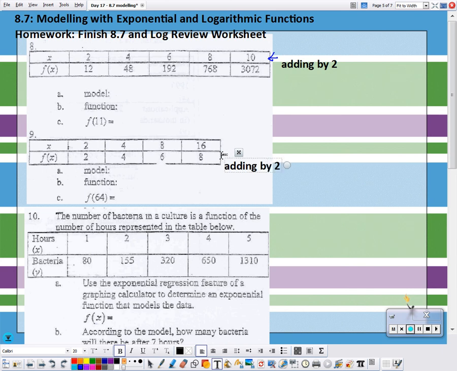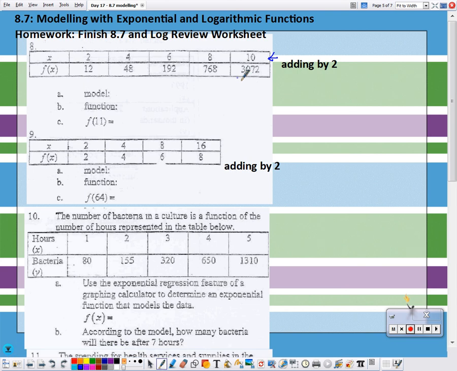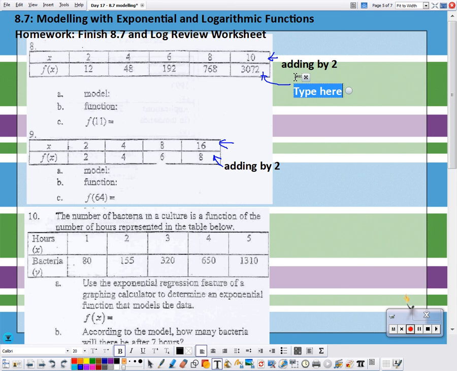Yeah, the difference here is that the x values in number 8 are adding by 2, and the y values in number 9 are adding by 2. But when I look at the other values, they are kind of following those more traditional patterns we saw in the others. This is still just a multiplication pattern. And this one is also just a multiplication pattern. So how are we going to handle that? We can't just interpret this as exponential with a b value of 4.